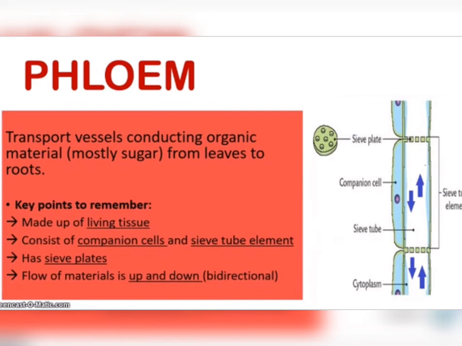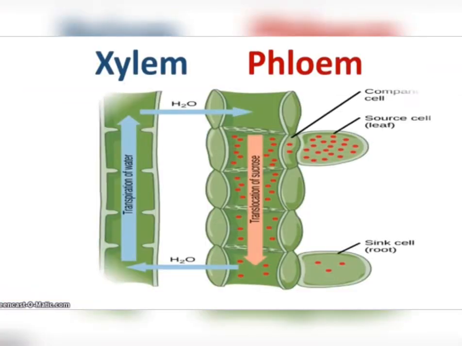And you will notice that we have these perforations, or the end walls, which are broken down to form these sieve plates. And then you can see that the flow of materials is moving in both directions, upwards and downwards. So it's bidirectional movement. Alright, let's look at both of the vessels together. You can see how they work together to transport materials.